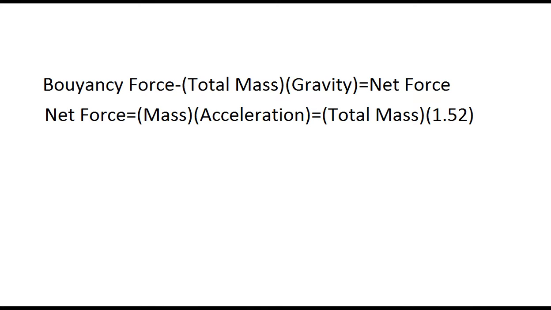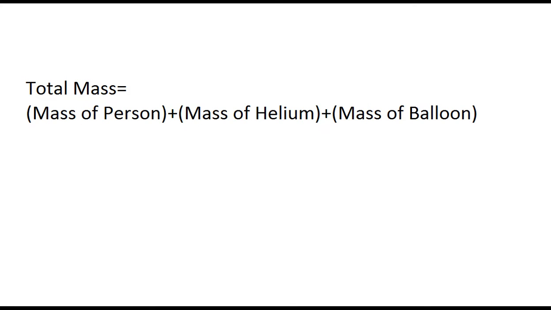Since we know our force is mass times acceleration, our net force is going to be our total mass times the acceleration we found earlier, which is 1.52 meters per second squared. So let's list what our total mass is. It's the mass of the person, plus the balloons, plus the mass of the helium.